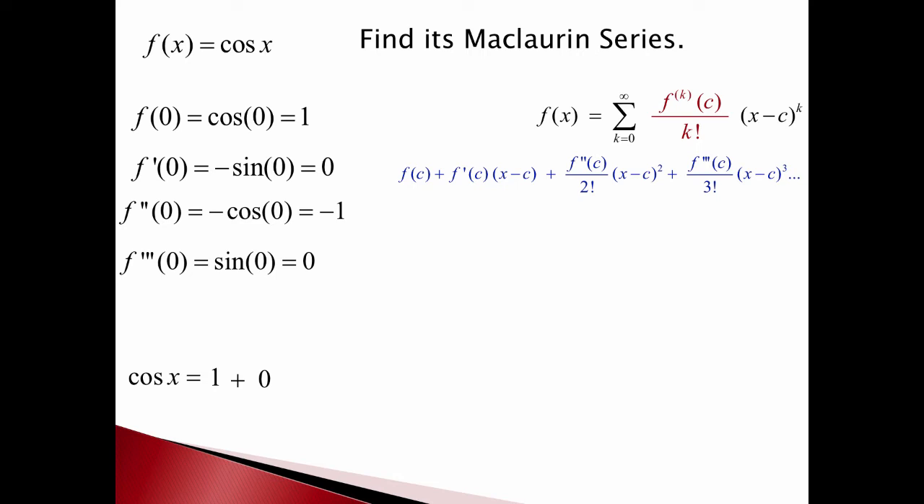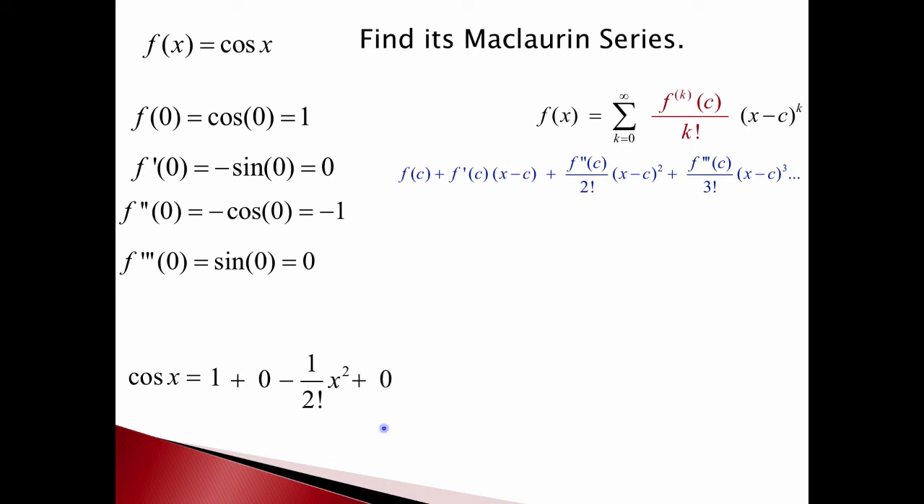Then I need the second derivative, divided by 2 factorial. And I plug 0 into that second derivative, which of course gives me negative 1. So I'll get negative 1 over 2 factorial and then x squared. Again, why not x minus c? Remember, we're doing the Maclaurin series, so the c is 0. Okay. Next term, I need the third derivative. Of course, the third derivative is 0 when I plug in 0, so I just get 0.